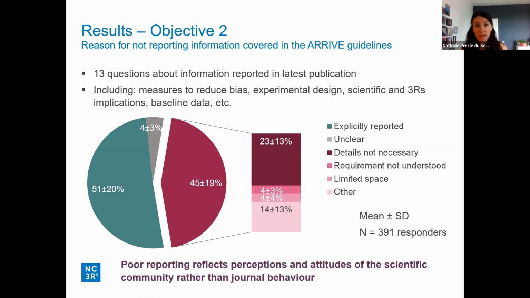And what this shows is that poor reporting actually reflects the perceptions and the attitudes of the scientific community rather than journal behavior. And that gave us a lot to work with in the revision, because if researchers don't understand what information needs to be reported, or they don't understand the relevance of reporting it when they pick up a copy of the ARRIVE guidelines, then this obviously limits the impact of the guidelines, and that needed to be addressed.